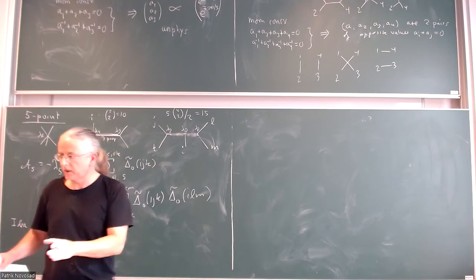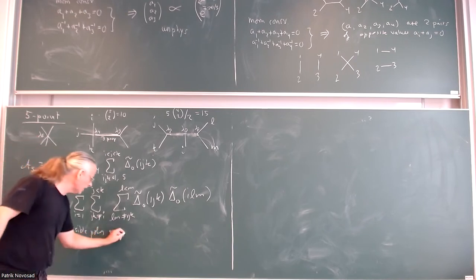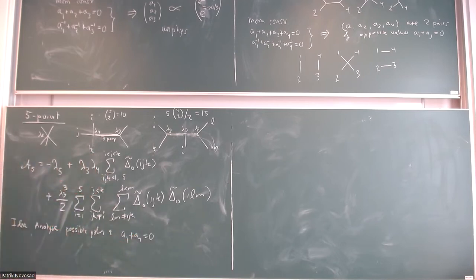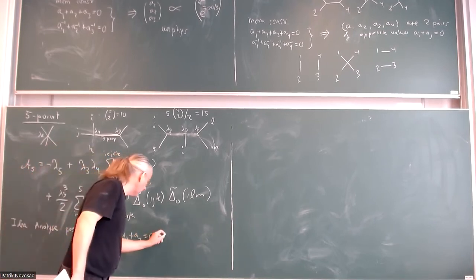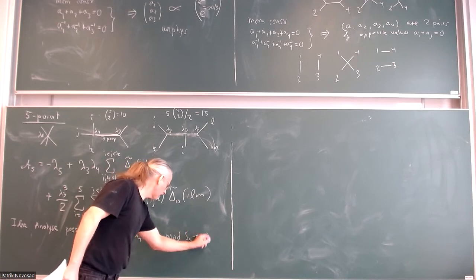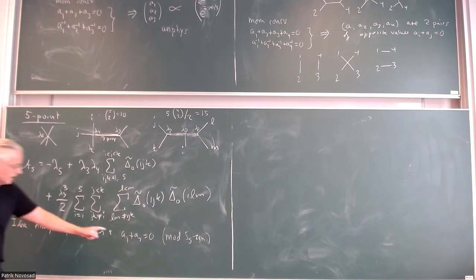Now for the free propagators, it's just opposite. So we just have to look at AI plus AJ equal to 0. This would be enough. And then because of symmetry, we just have to take A1 plus A2 equal to 0. We only have to look at that pole because of mod S5 symmetry, because the whole amplitude is symmetric on this permutation. Okay? So we just have to check this.